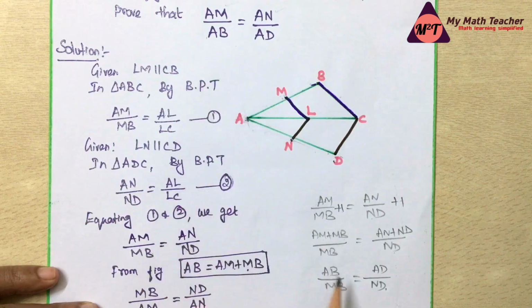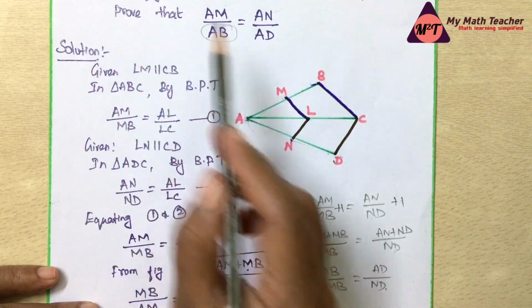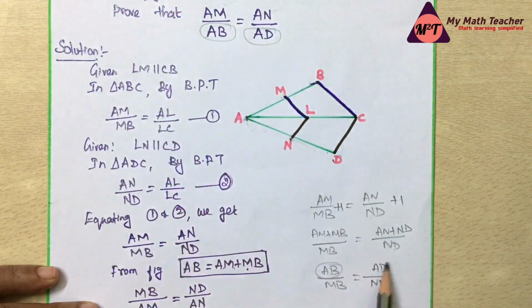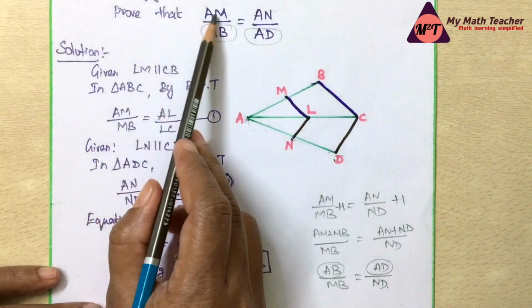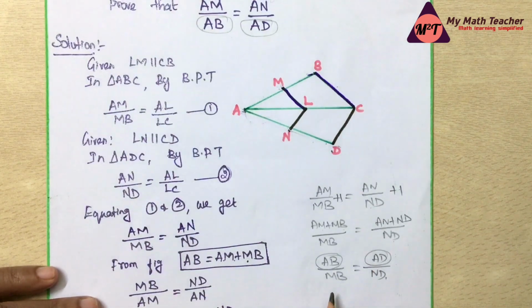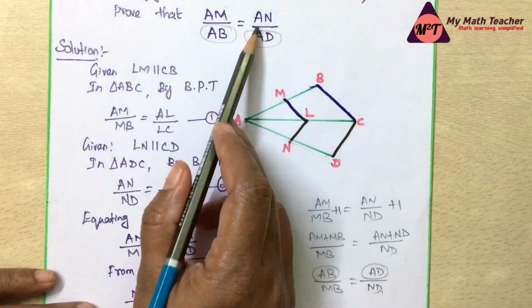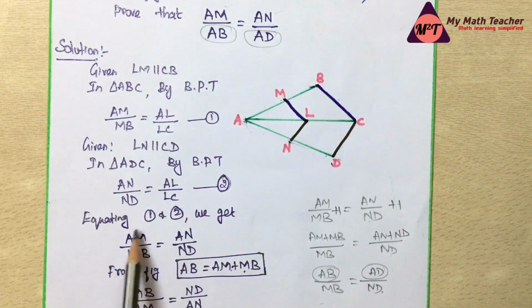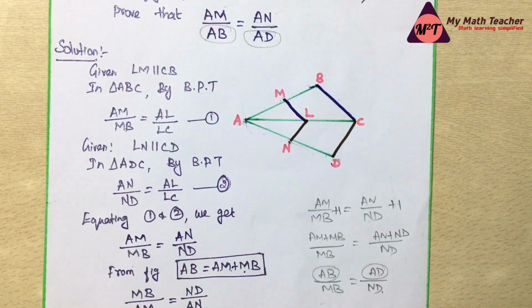Now, when you are doing the reciprocal, you are getting AB and AB here. The same way, you are getting AD and AD here. Whereas otherwise, you will not get AM, instead you are getting MB. Here the same AN is not available, instead we are having ND. So this is the reason why we have taken the reciprocal from this step. So you can understand now very clearly. Let us move on to the next question.